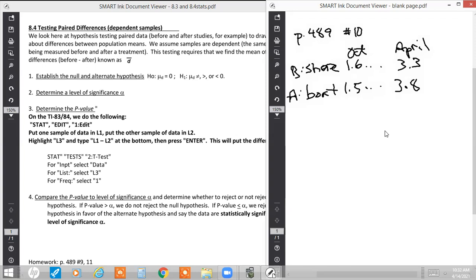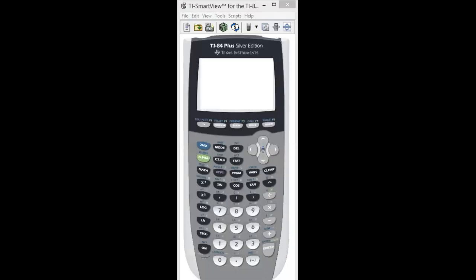Give me just a minute here to reshare. Stop share, graphing calculator. Okay. There's my calculator. So there we go. You should be seeing my graphing calculator right now, okay?